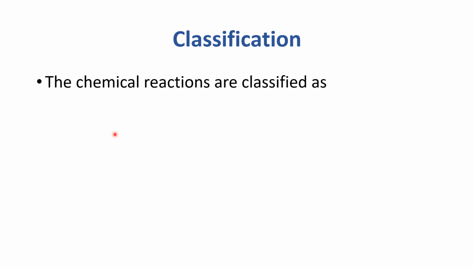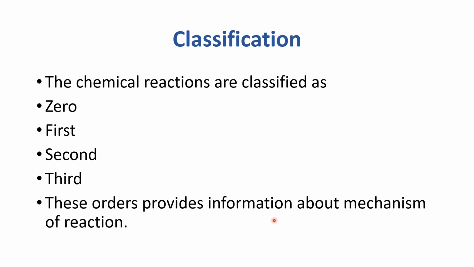So the chemical reactions are classified on the basis of order: 0, first, second, third, and these orders provide information about the mechanism of reaction. On the basis of orders, we put chemical reactions into these classifications: zero order reaction, first order reaction, second order reaction and third order reactions. And these orders basically guide us about the mechanisms of reactions.